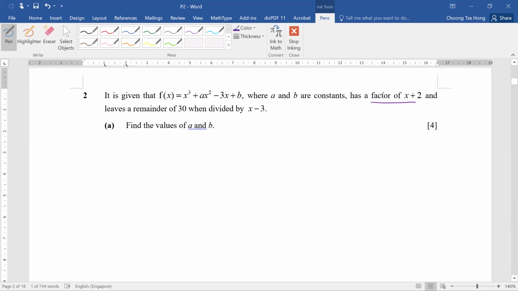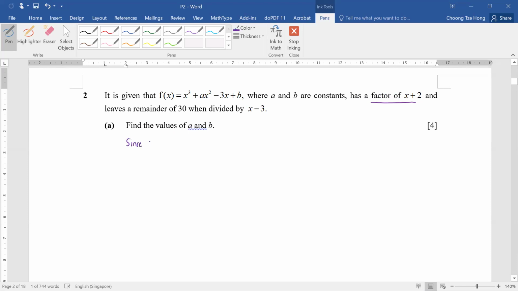If you have forgotten the main ideas behind the remainder and factor theorem, you can click the video in the description below. In that recap video, I discussed some of the main ideas behind the remainder and factor theorem. Since x plus 2 is a factor of f(x), we will be able to use this to formulate the first equation. So let's go about writing that down.